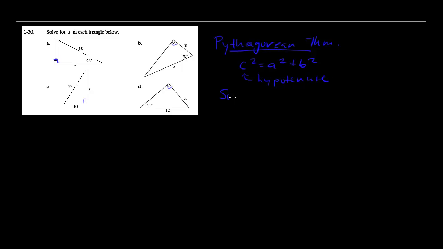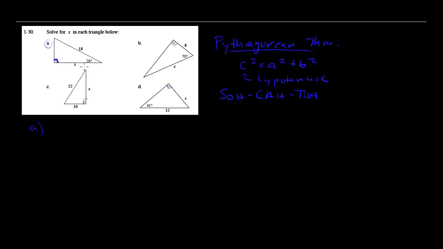We also know SOHCAHTOA, where sine of an angle is the opposite over hypotenuse. Cosine of an angle is the ratio of the adjacent side divided by the hypotenuse. Tangent of an angle is opposite divided by adjacent. So let's look at A first.